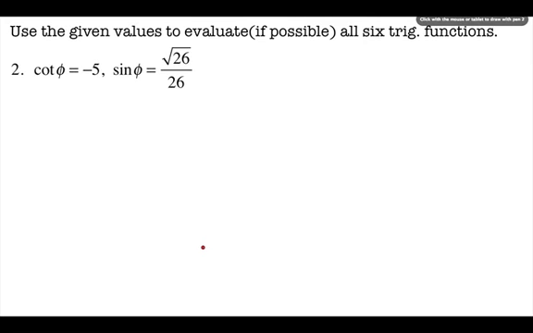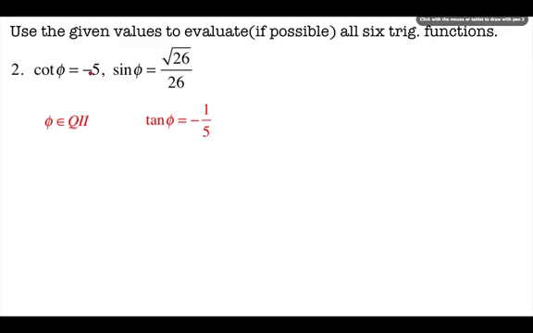Number 2 says use the same directions. They give you different values for the trig functions. This symbol that you see there right next to the cotangent is phi. Cotangent of phi equals negative 5. Sine of phi equals radical 26 over 26. Again, you should be able to see why phi is an element of quadrant 2. We have done that before.